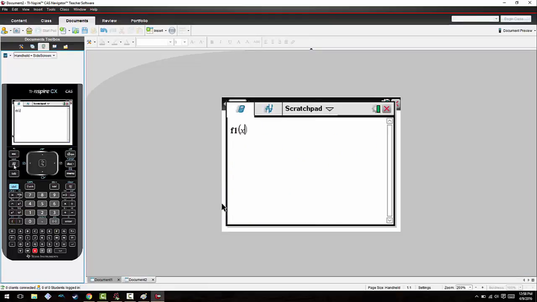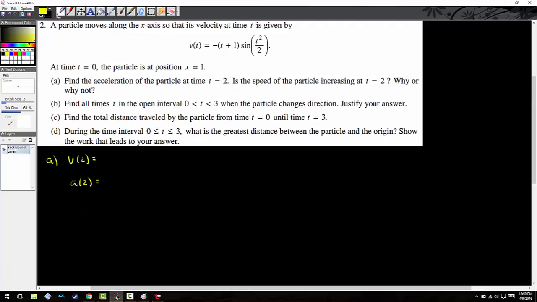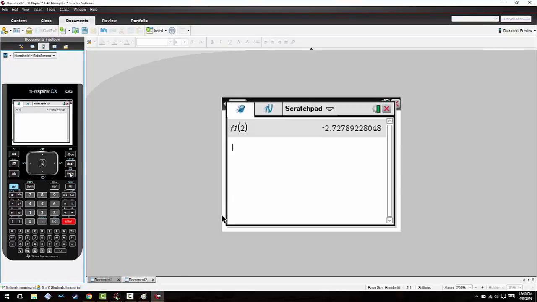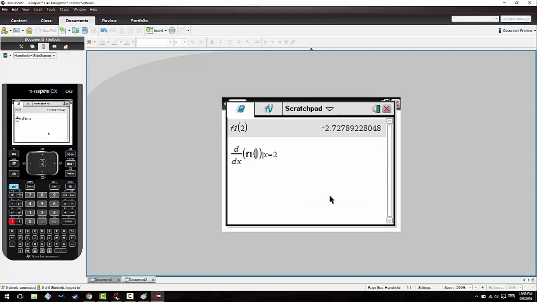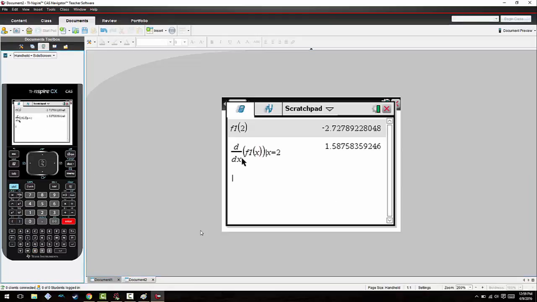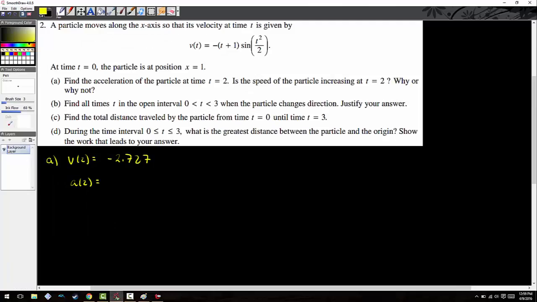If I go f1 of 2, I will get, control enter, this negative 2.727 number. So let's go ahead and put that in. Negative 2.727. A of 2, well, how do we do that? Well, that's derivative at a point. So I'm going to go to Menu, Calculus, derivative at a point. My variable is x, my value is 2. I'm taking the first derivative, f1 of x, control, enter for an approximation. It's going to be this 1.587 number.